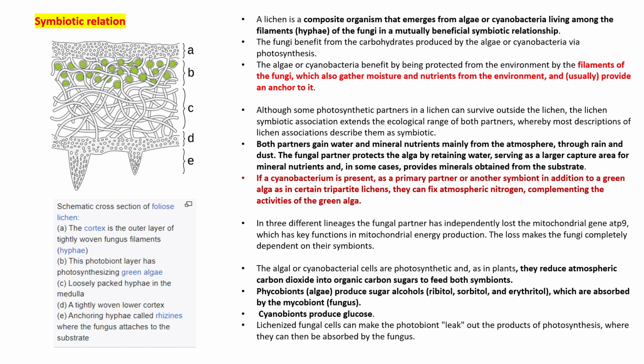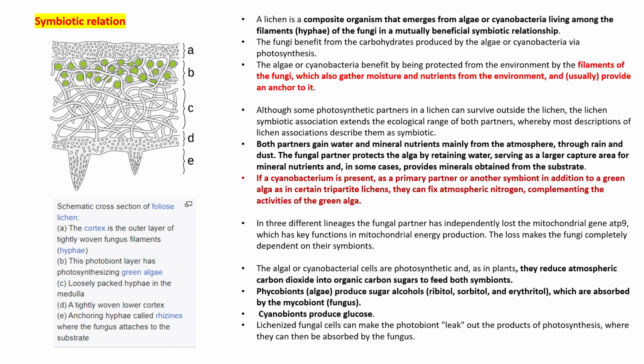Now sometimes these photosynthetic partners, that is the cyanobacteria or the algae, can survive outside of the lichen, but what is observed is that the lichen can extend the symbiotic association, and it can extend the ecological range of both the partners. Scientists also saw that both the partners sometimes gain water and mineral nutrients from the atmosphere, that is from rain, dust, etc.